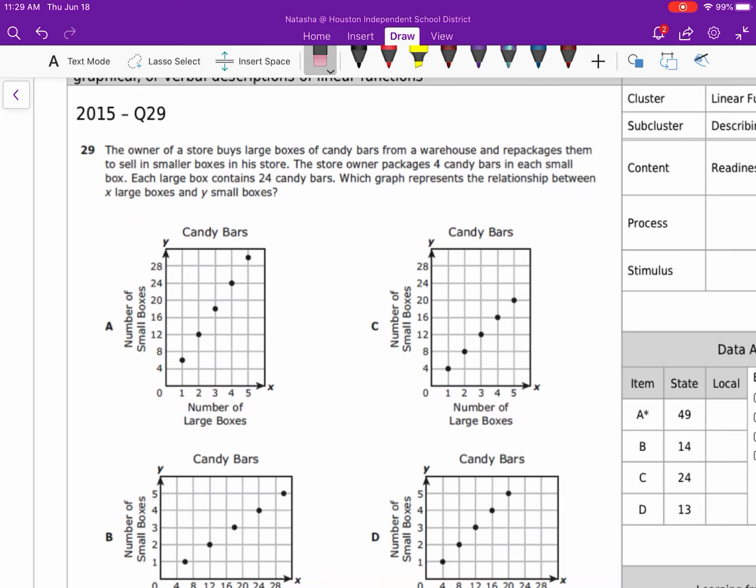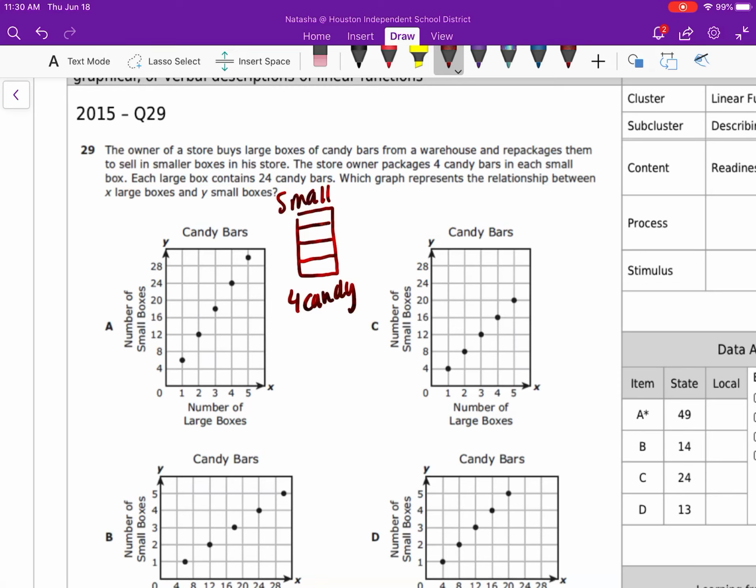Okay, so the owner of a store buys large boxes of candy bars from a warehouse and replaces them to sell in smaller boxes in his store. The store owner packages 4 candy bars in each small box. So I'm going to draw a small box. So this is a small box, and we have 4 candy bars. 1, 2, 3, 4. So we have 4 candy bars.